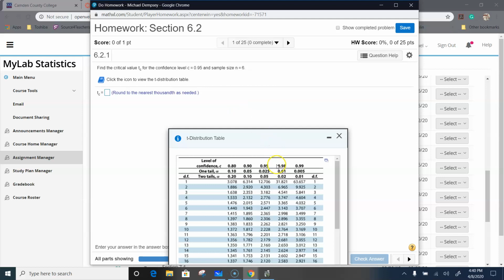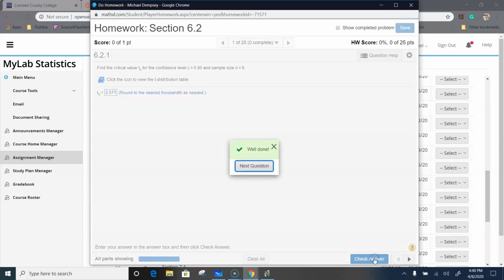So we want 95% confidence, so we're going to live in this column right here. The sample size is 6, so that means we have 5 degrees of freedom. It's always n minus 1 degrees of freedom. So if our sample size is 6, we have 5 degrees of freedom. So for 95% confidence, real simple, we just go over to that row and column intersection, 2.571. And nearest thousandth would be 3 decimal places, I think. Okay.